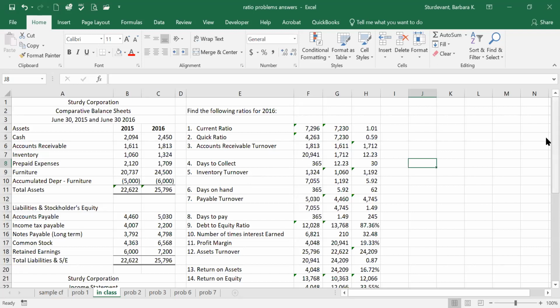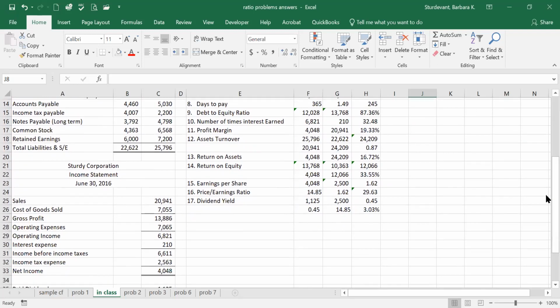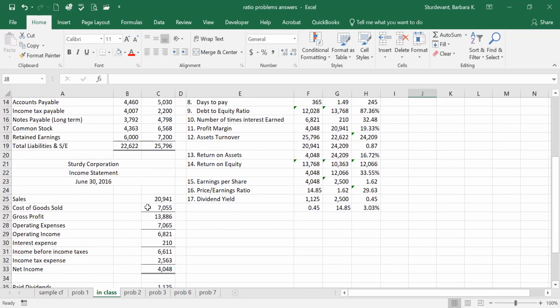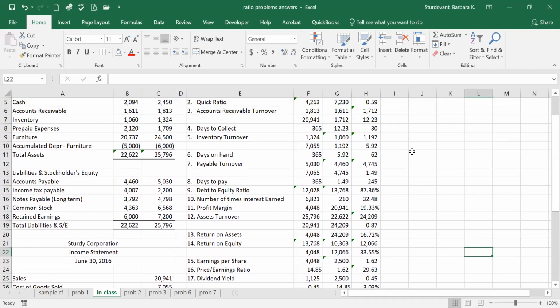So if I go down here, there's my cost of goods sold, the 7055. And I have that right there. Because on the bottom, I again have to average my inventory. So there's my two inventory numbers. So right here, add them together. It's my formula. Divide by 2, get the average.